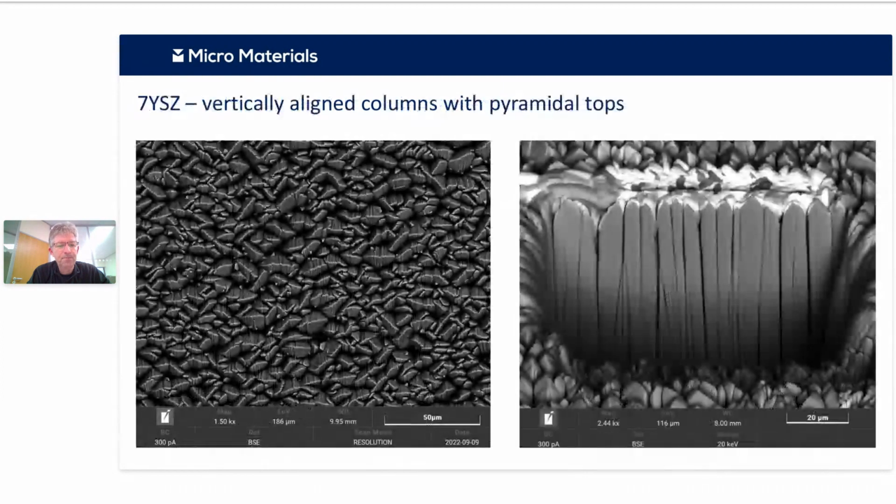So if you look at the top, you can see the columnar structure there. It's quite complex. Yttria-stabilized zirconia. On the right, there's a FIB cut image going through those columns, and you can see the pyramidal tops. You can see the porosity between the columns, and you can see that in this case they're fairly normally oriented.